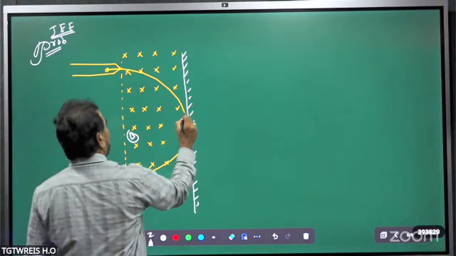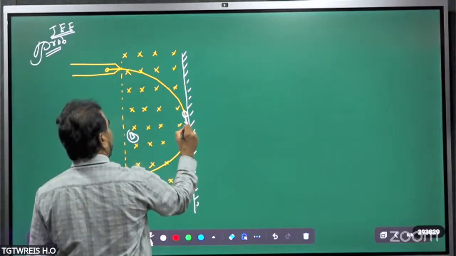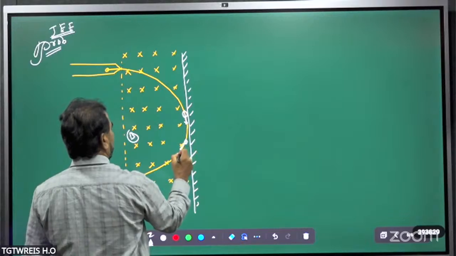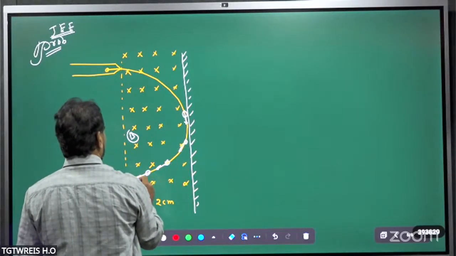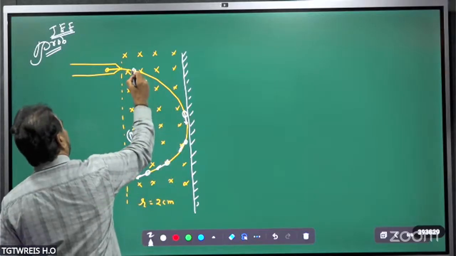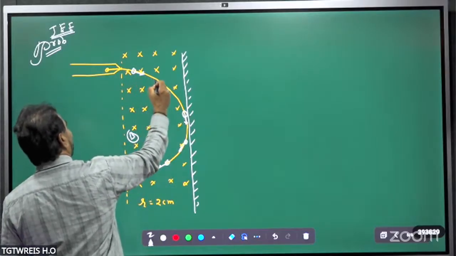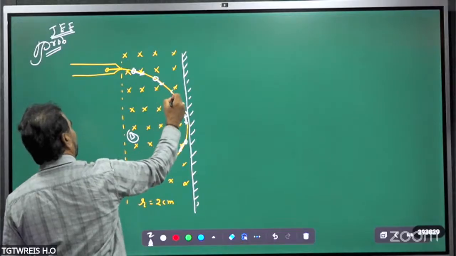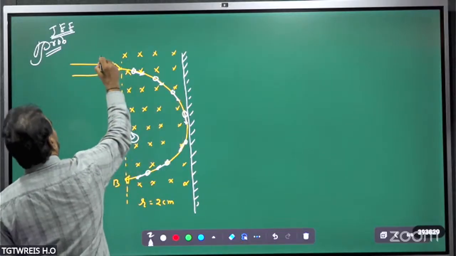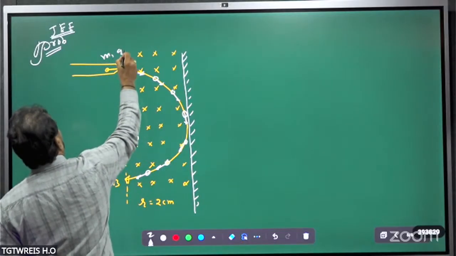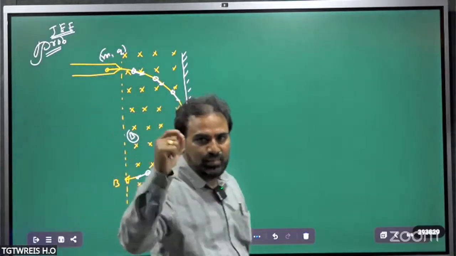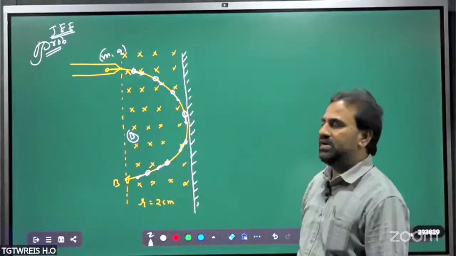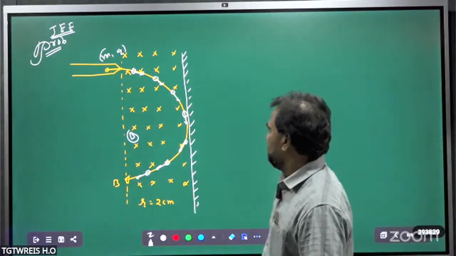The charged particle would be moving along this direction. Anywhere the charged particle is moving, due to this magnetic field, the electron would be moving like this. It has a mass m and charge q. Then find the magnitude of the magnetic field to prevent the electron from touching the screen.